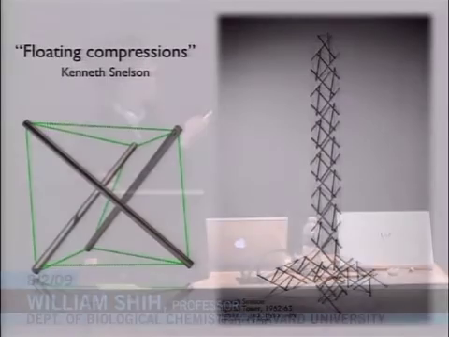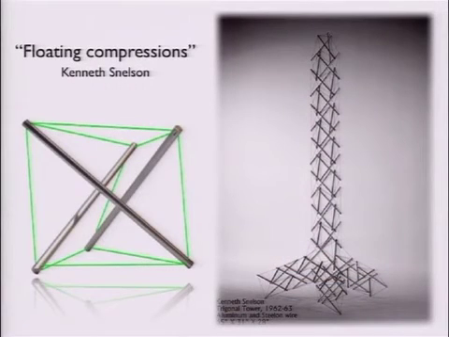Another method for building wireframe structures that span large distances was elucidated by the sculptor Ken Snelson. And he termed these objects floating compressions, in which you have rigid struts that are bearing compression that aren't touching each other, but they're connected by wires that bear tension. So he was inspired to do this by Buckminster Fuller before deciding that he hated his guts.